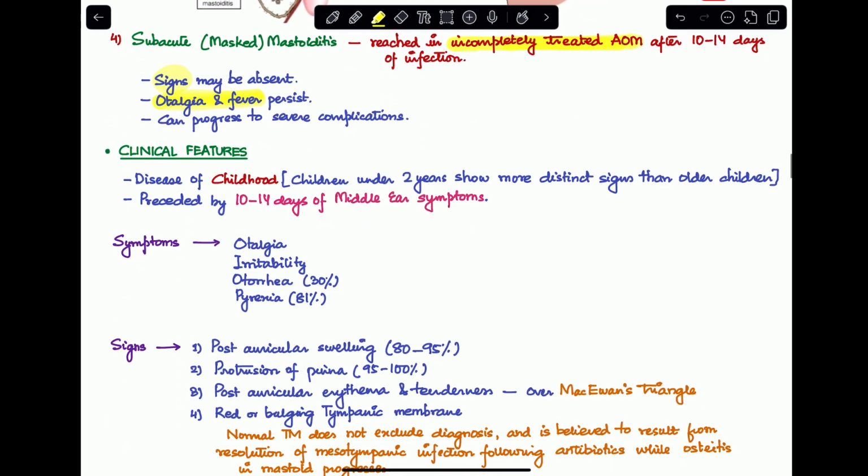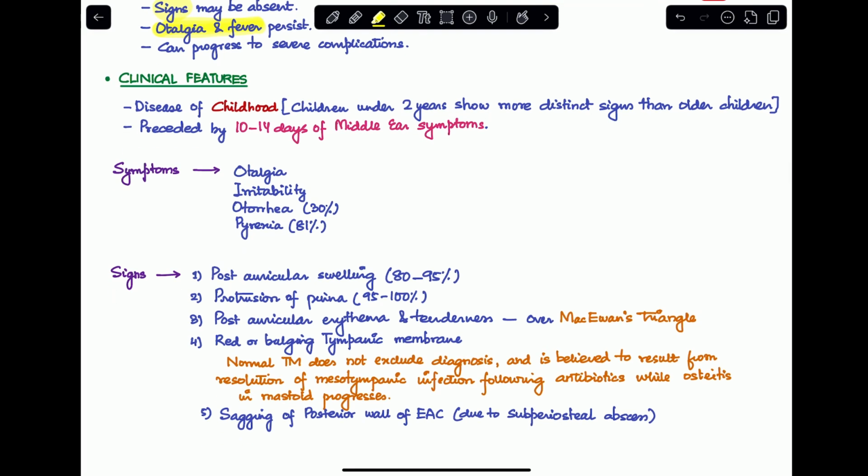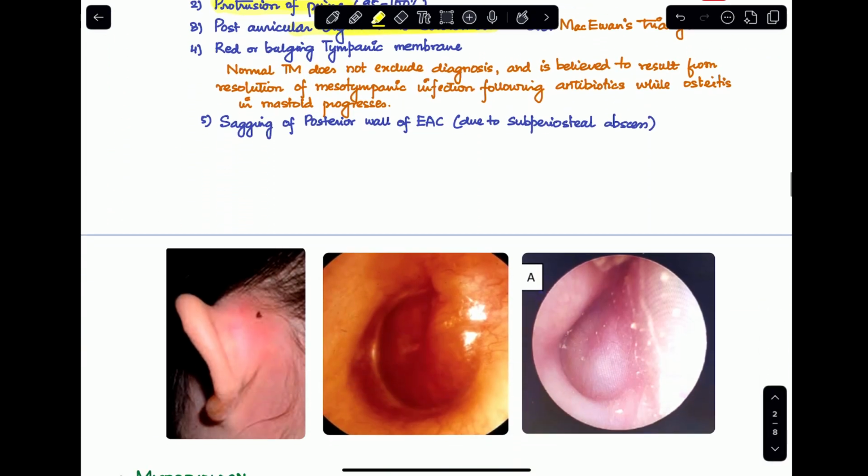Now let's discuss what are the clinical features that these patients come to you with. Very commonly, this is actually a disease of childhood, most commonly seen in children under the age of 2 years. It is usually preceded by 10 to 14 days of middle ear symptoms, followed by the development of acute mastoiditis. The common symptoms are ear pain, irritability, discharge in the ear, and fever. Signs, as I have already discussed, we'll see a post-auricular swelling, the protrusion of pinna forward, post-auricular erythema and tenderness over the McEwen's triangle, a red or bulging tympanic membrane.